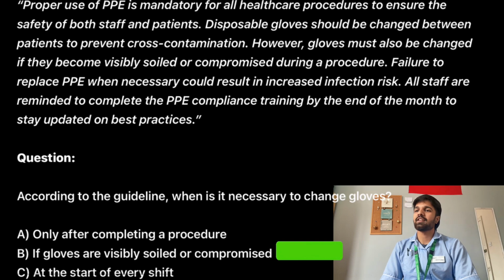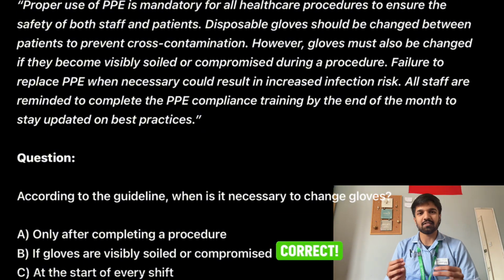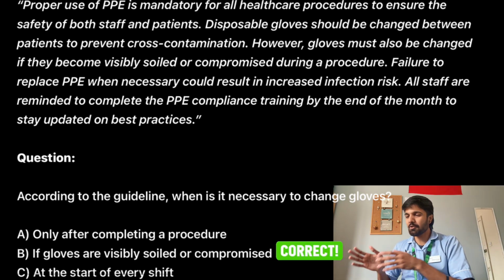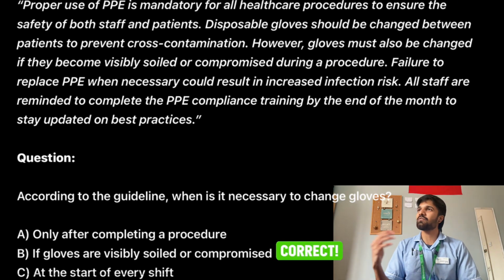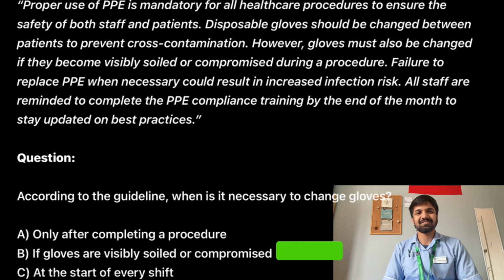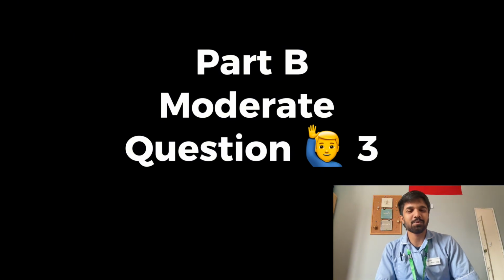And option C, at the start of every shift. So it says every shift, in the beginning we wear, and until we complete our shift we will be wearing it with every patient, from patient A to patient B to patient C, whether it is soiled, compromised, anything, don't care about patient safety, infection risk, just wear it. If they do, disciplinary action and possibly termination.